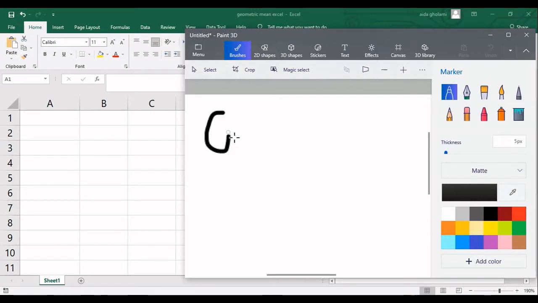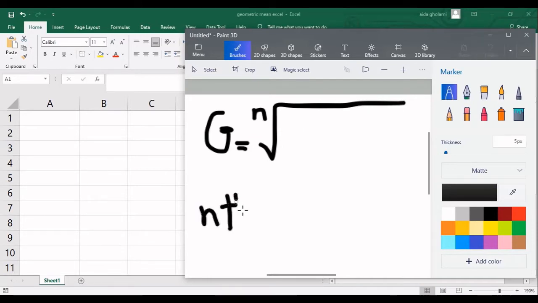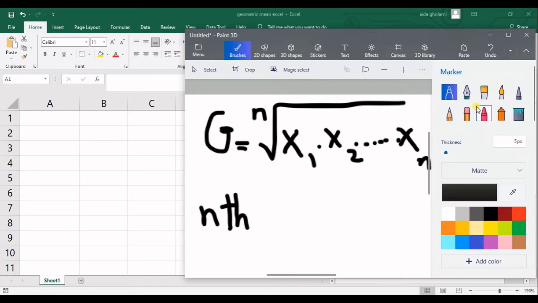In today's video, I'm going to talk about geometric mean in Excel. So, geometric mean actually has an equation like this. You're going to calculate the nth root of the product of n numbers, x1 till xn. Okay, so that's the geometric mean.